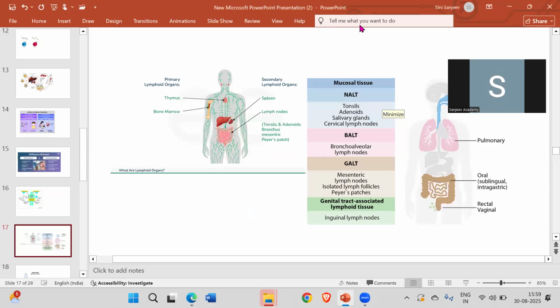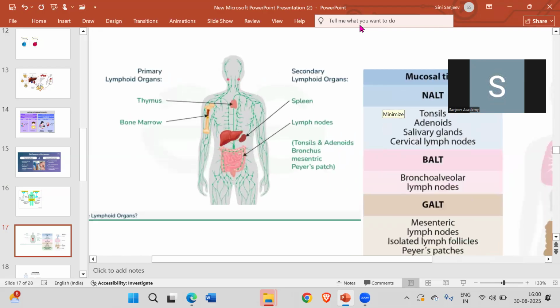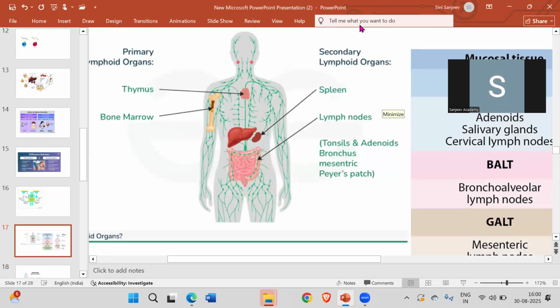Usually in the primary lymphoid organs, the lymphocytes will be formed and they will mature. Up to maturation, the primary lymphoid organs take care. For example, thymus and bone marrow are given over here. So what do the thymus and bone marrow do? Now the thymus, as you can see here, is a bilobed structure located near your heart. It helps in the maturation of your T lymphocytes.